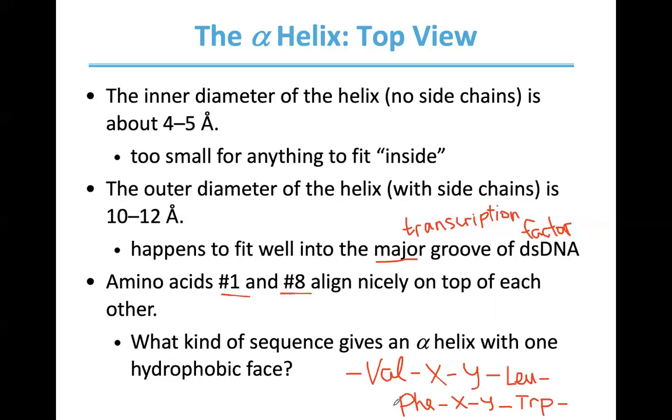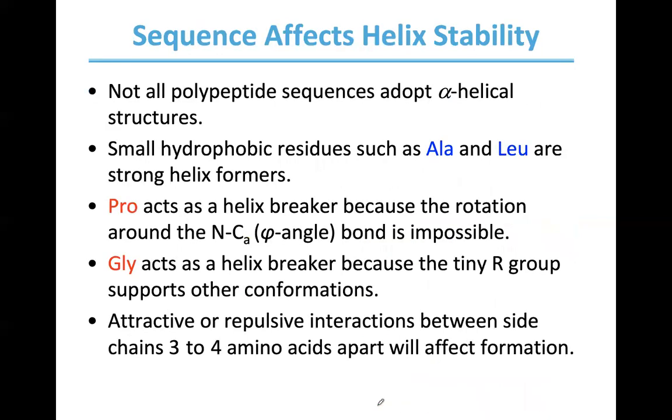Okay. So aromatic amino acids interact with each other very nicely and form a very nice hydrophobic phase. All right, so what else affects the helix stability? Not all polypeptide sequences adopt alpha helical structures. Alanine and leucine are the best, right? These small hydrophobic ones are great.